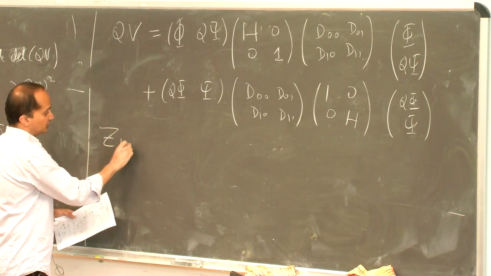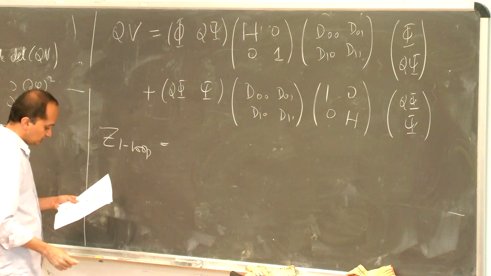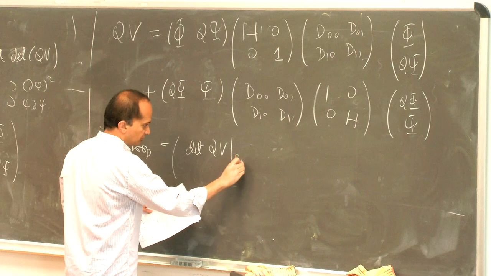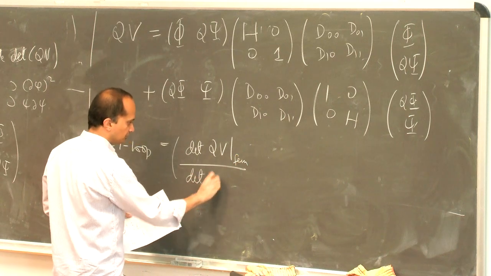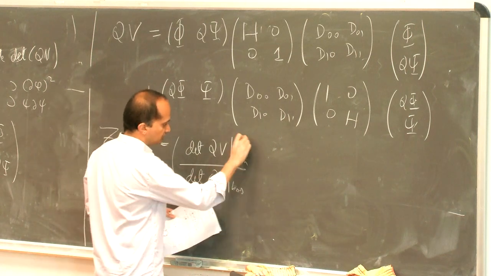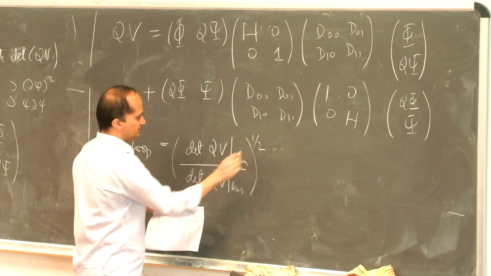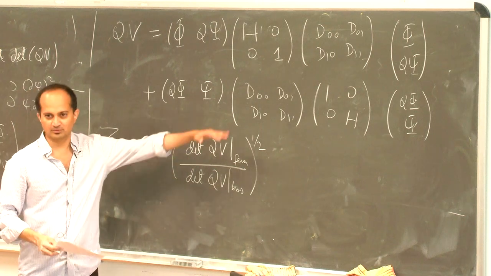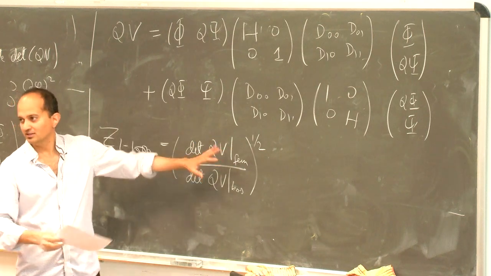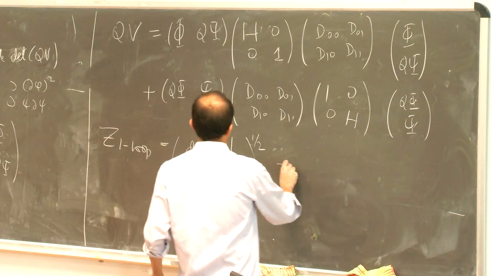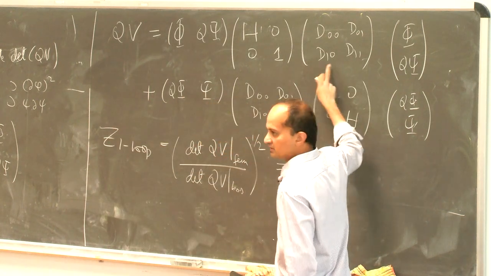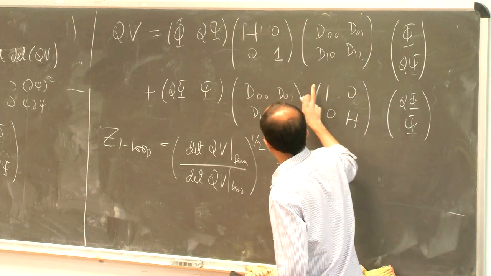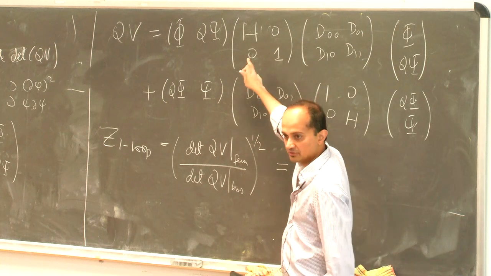Now you can just write down what Z1 loop is. What you want is the determinant of QV fermionic divided by the determinant of QV bosonic, to the power half. Here I'm using some complex notation. Bosons are always to the power half; for fermions, it depends on how you write it. Let me just write it like that. But now you see, I can just read it off. These are the operators. Just write it as a block diagram. So it's the determinant of this operator, the determinant of this operator, divided by the determinant of that operator.